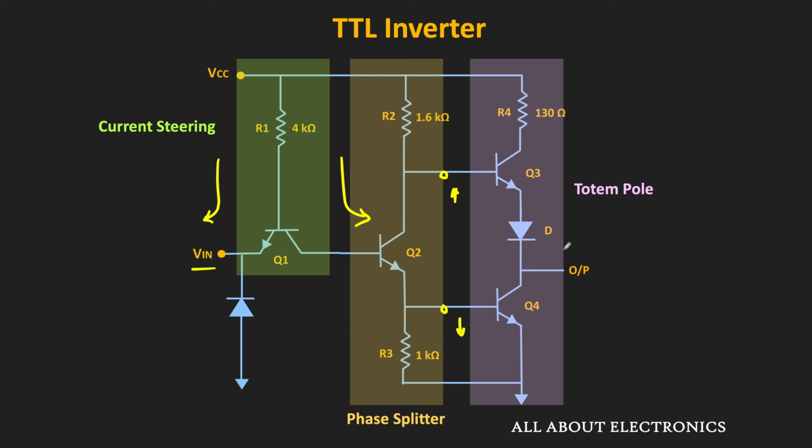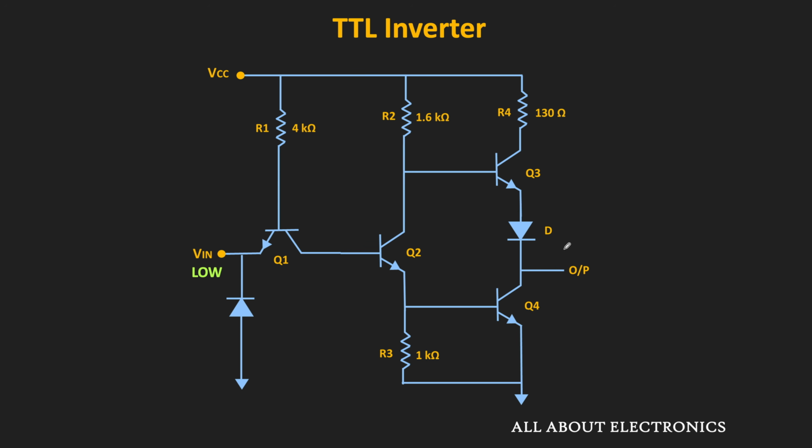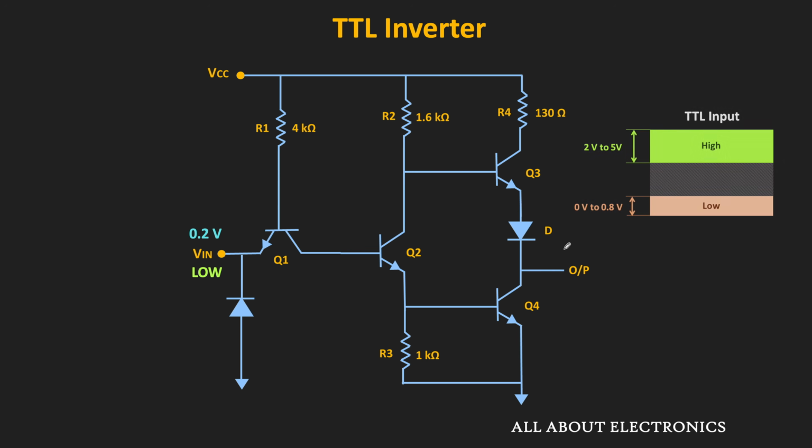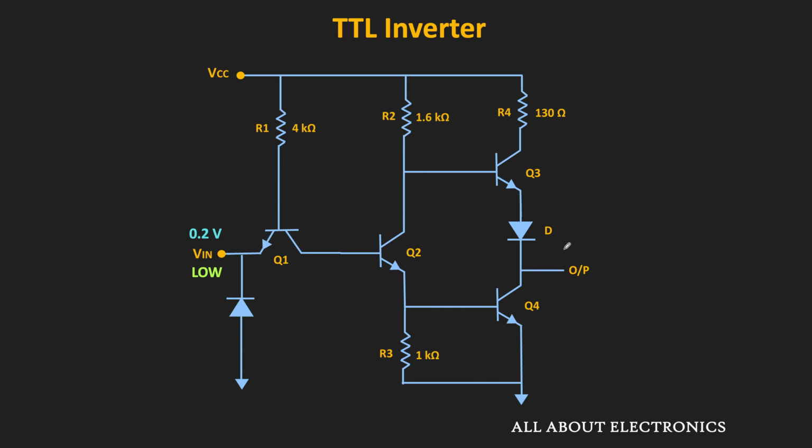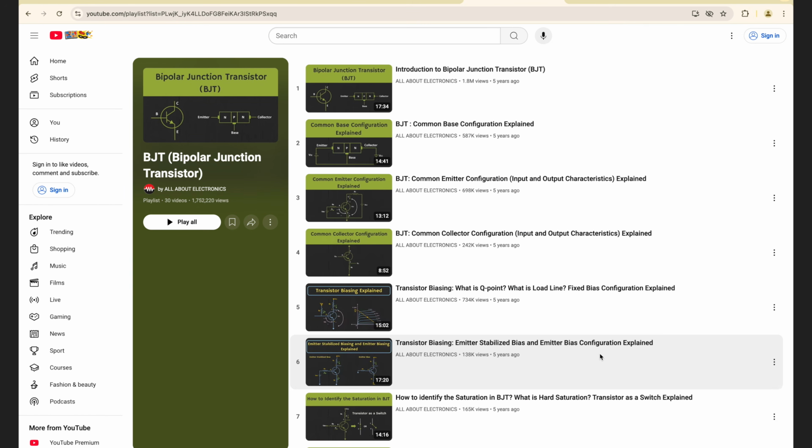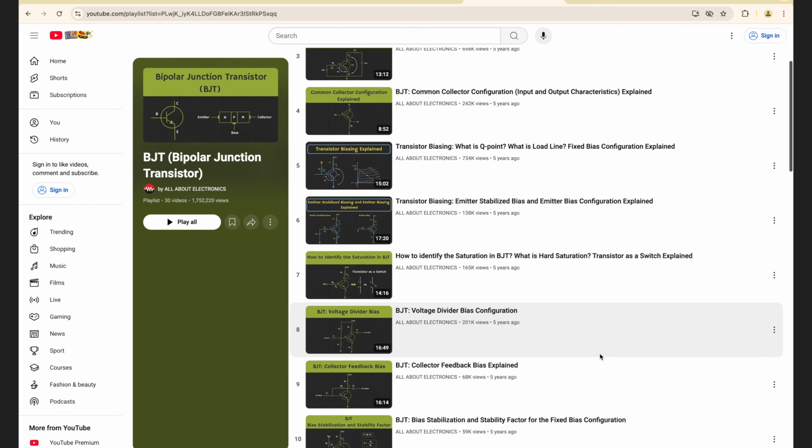First, let us see how the circuit will work whenever the input is low. Let's say this input is equal to 0.2 volt, because we have just seen that for the TTL logic, when the input is between 0 to 0.8 volt, it can be considered as logic 0. For this input, let us see how this circuit will behave. Here, I am assuming that you are already aware of the basics of the BJT, and in case you are not, then please go through the basics of the BJT, or for that you can watch this playlist.